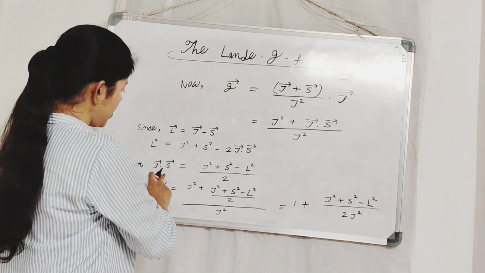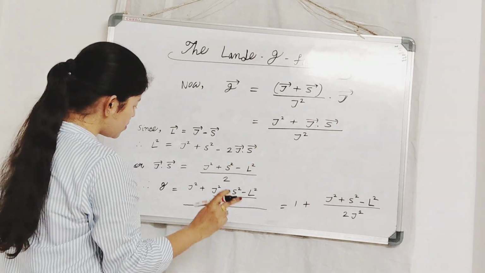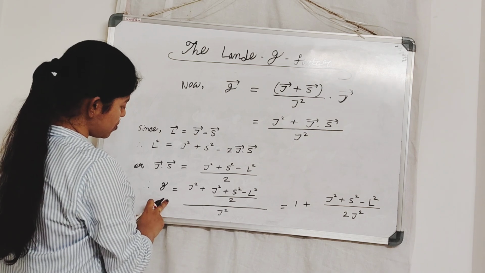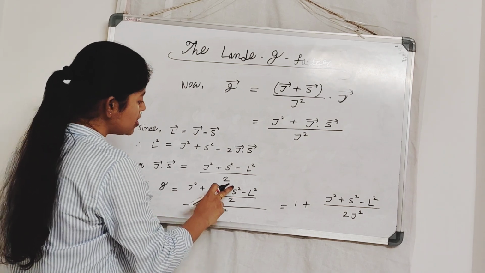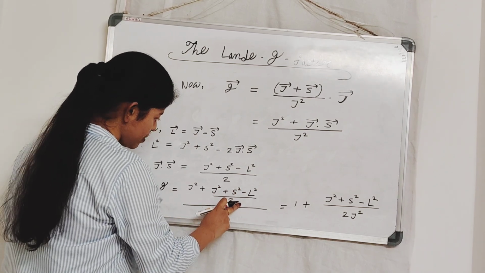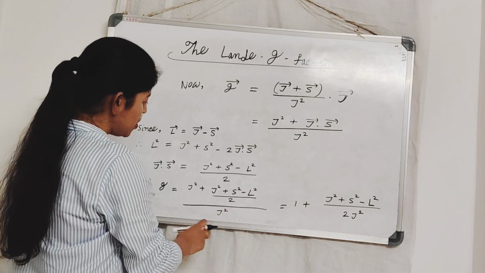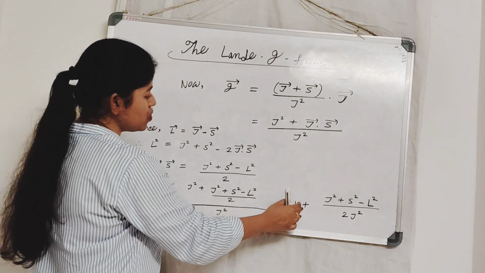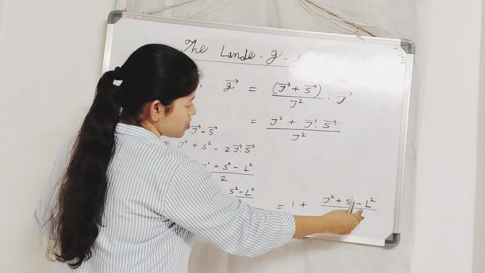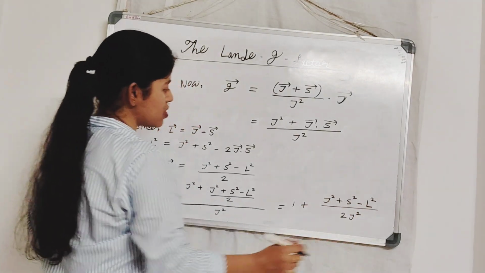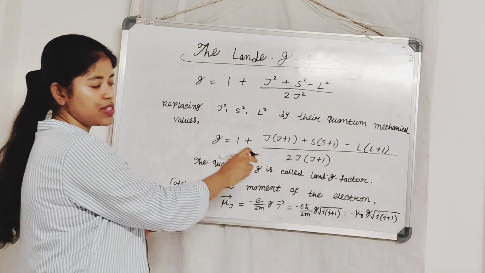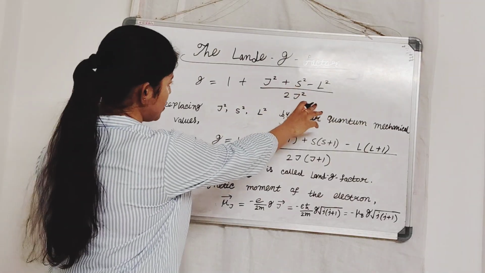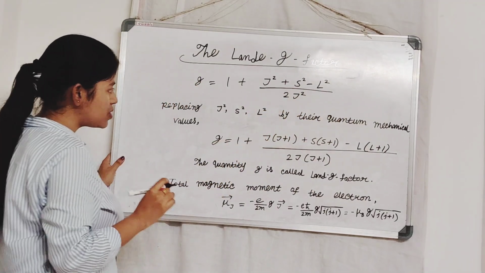So if we put the value of J dot S in this expression, we will get the value of g, which is equal to J square plus J square plus S square minus L square by 2, all divided by J square. Or we can simplify this term in this way, that g equals 1 plus J square plus S square minus L square by 2 J square.